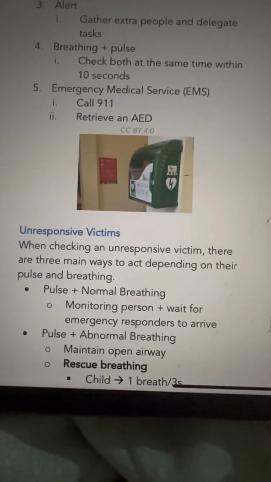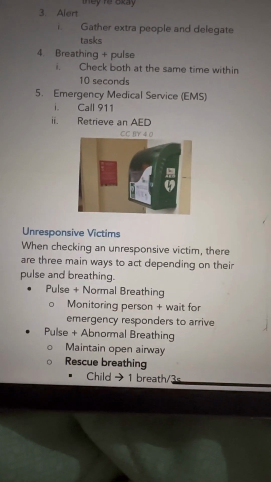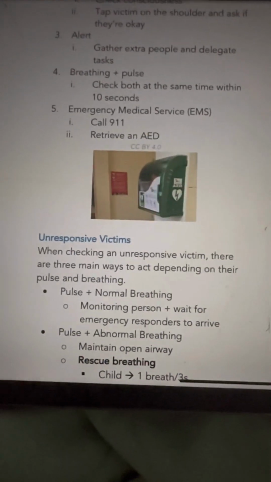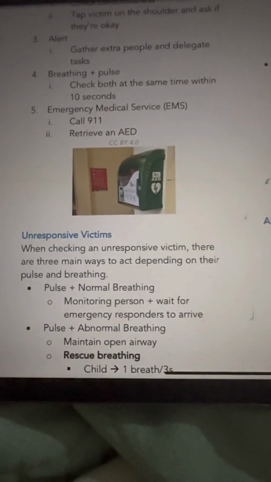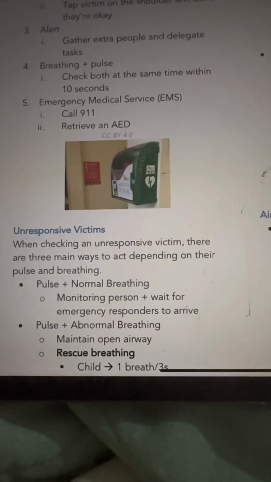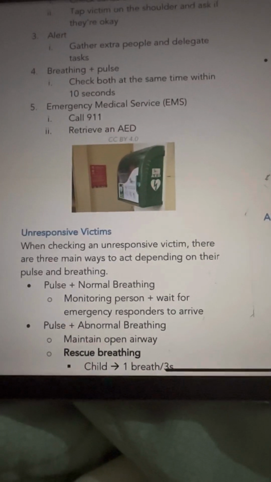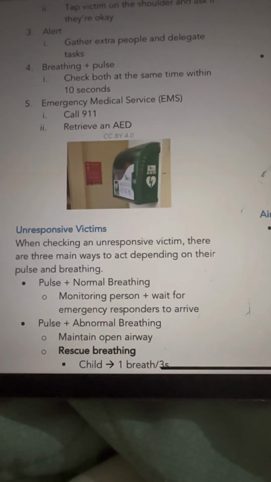Unresponsive victims. When checking an unresponsive victim, there are 3 main ways to act depending on their pulse and breathing. Pulse and normal breathing: monitor the person. Wait for emergency responders to arrive.